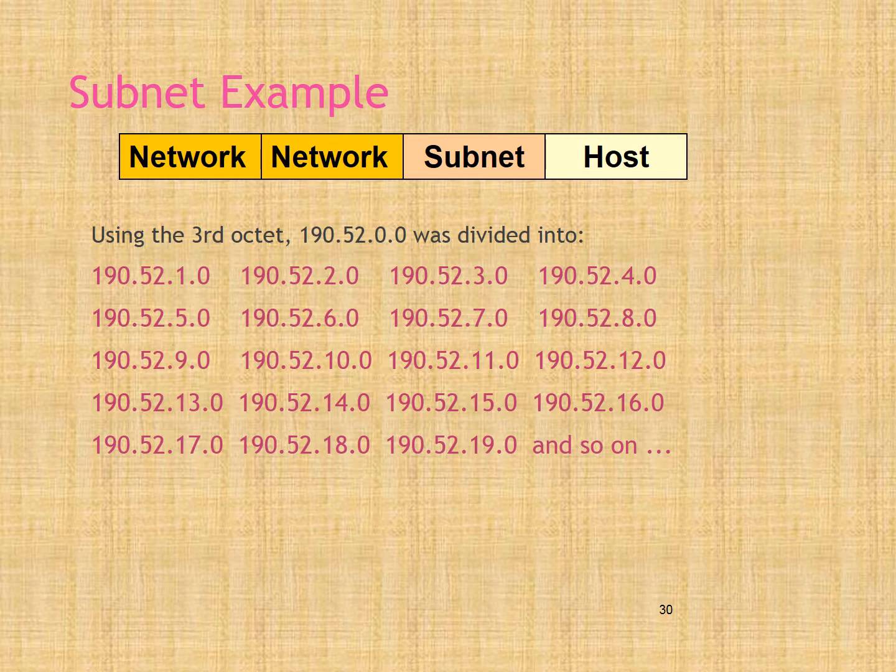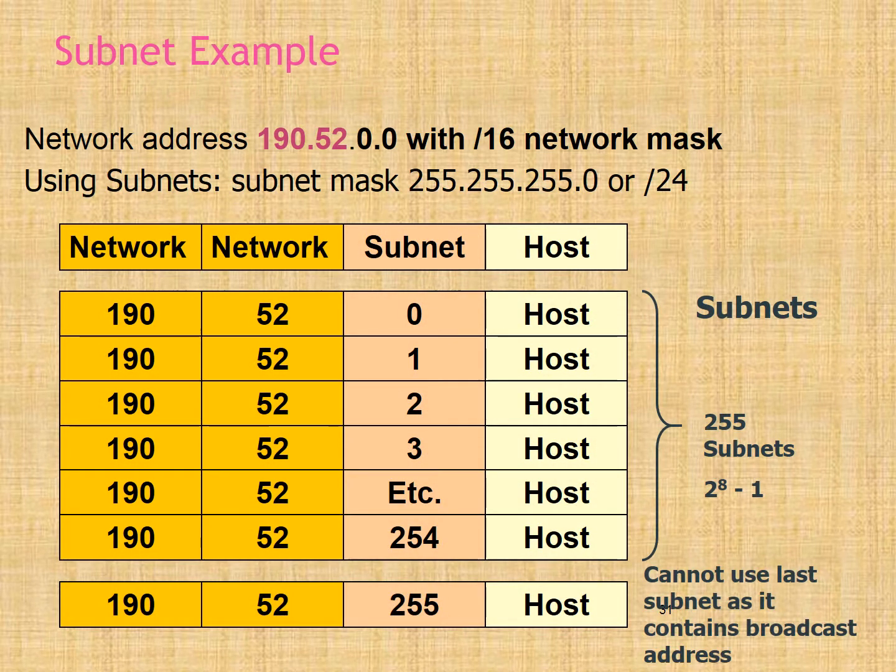Subnet example: network, subnet and host, using the third octet. The network 192.22.0.0 was divided into all these addresses, such as 192.22.20.0, 192.22.30.0, 192.22.40.0 and so on, each a network address.